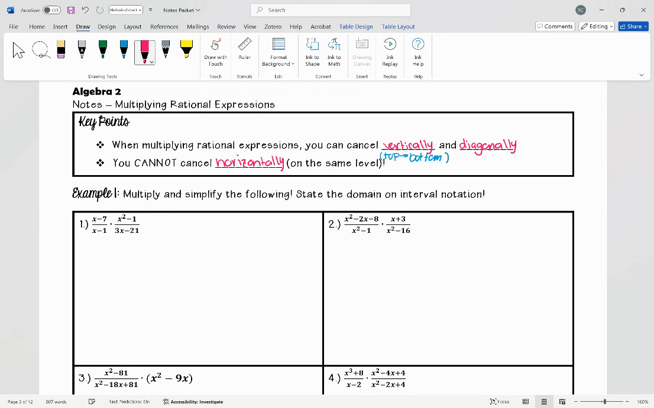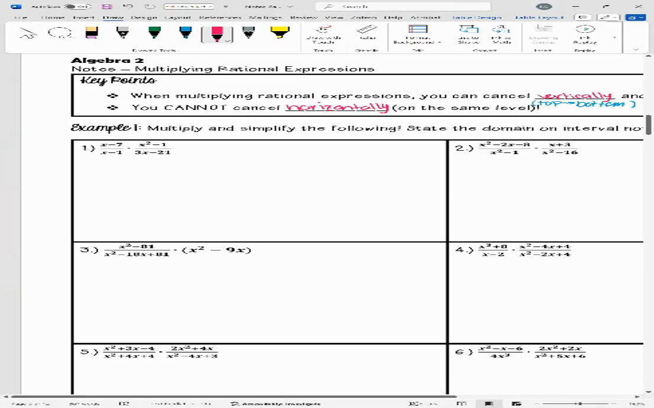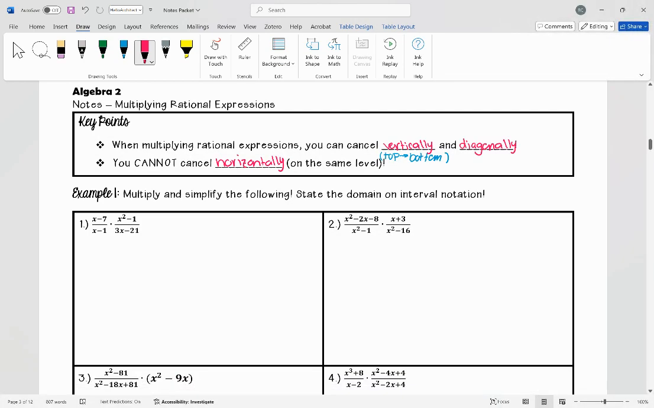Okay, so what we're going to have now is two different rational expressions that are multiplying, and our job is to do the exact same thing that we did when we simplified. We're going to factor everything that we're capable of factoring. We are going to find the domain, and then we're going to cancel however we can. Sometimes we're not going to be able to cancel anything. Sometimes we'll be able to cancel everything, and that's perfectly fine. So we just have to remember that horizontally, if they're on the same level, so top to top or bottom to bottom, we are not allowed to cancel there.